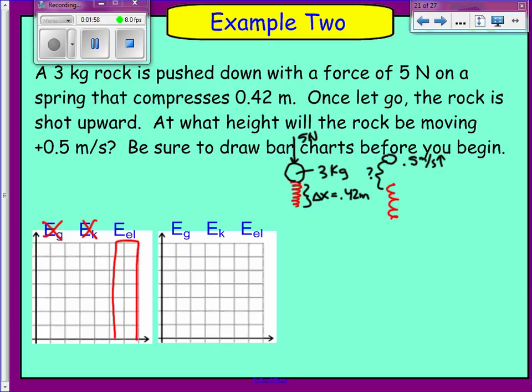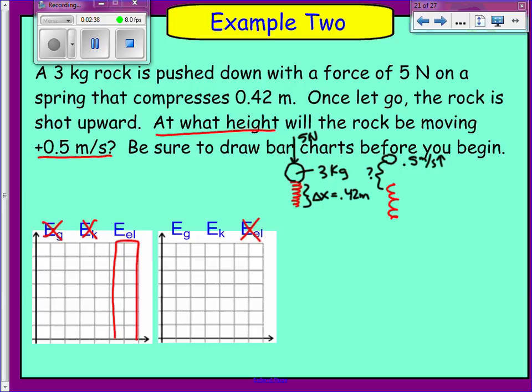Then my second bar chart is going to refer to the point at which the rock is moving 0.5 meters per second. At that point, the rock, we're assuming, is up in the air since it asks us at what height. So it's going to have some EG. The rock is moving. It tells us it has a velocity, so it has kinetic. And when the rock is in the air, the spring has been allowed to reform back to its original state. So there's no elastic. And since all of this is being done in the air, we don't have any friction because we always will ignore air resistance since it's too small to make a difference. So in my second bar chart, I have a mix of EG and EK.